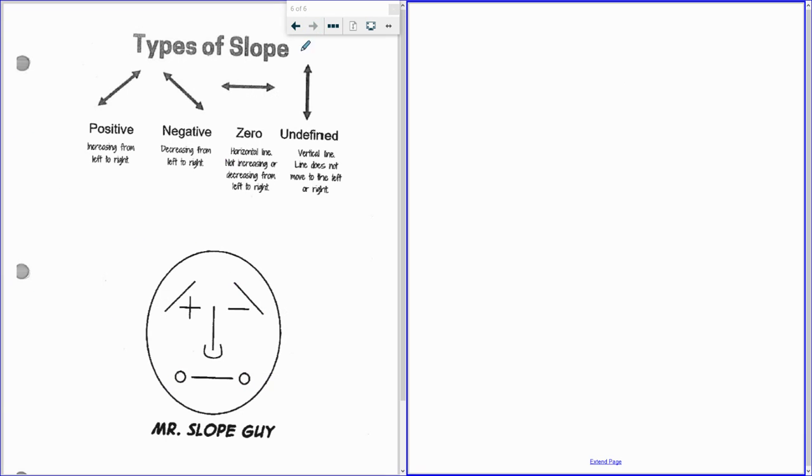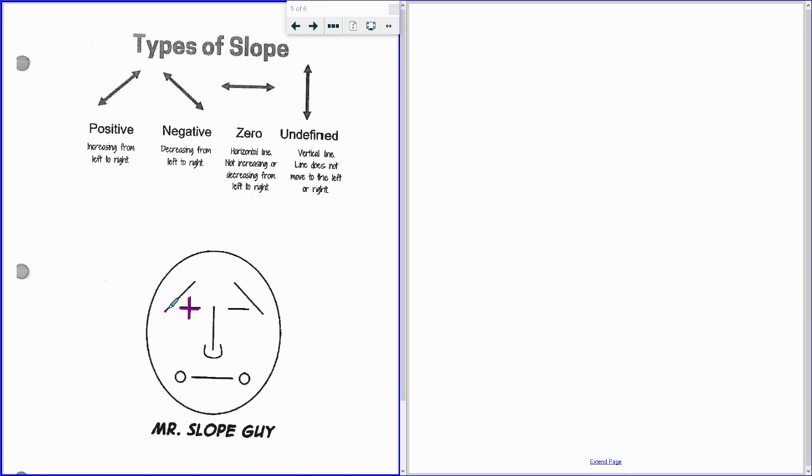The last thing we want to look at is my friend, Mr. Slope Guy. He tells me when slopes are positive versus negative. Notice this first eye is a plus sign. Any lines that go up from left to right, so when they increase from left to right, have a positive slope. Think of yourself going up a hill. You always start on the left side of the hill. So here you would have a positive slope because you're going up the hill.